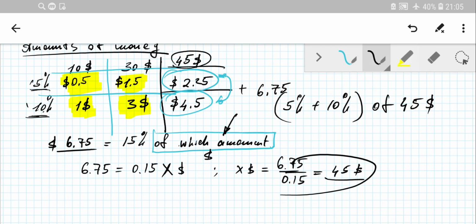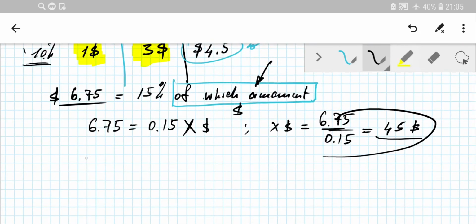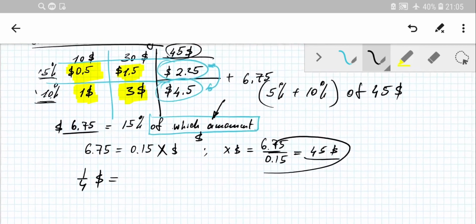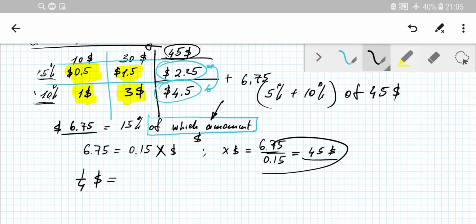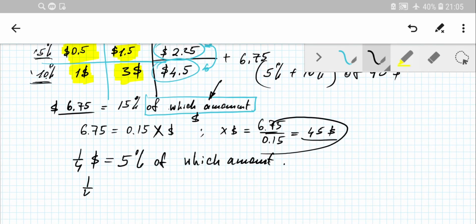So you can also, let's work out, let's say, a quarter, right? So 1/4 of the dollar. Let's calculate what quarter of the dollar is. Let's take 5% of which amount? Okay, so here you actually can work out using the equation again. So one way of doing this is 1/4 in dollars.